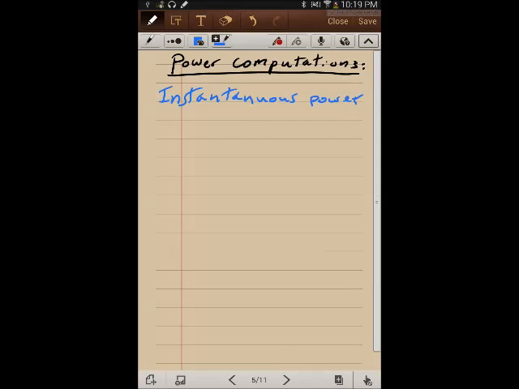Instantaneous power is when we have a load with a voltage across its terminal and a current flowing through it. The instantaneous power is a time varying quantity, so it is the power that changes as a function of time. It will be the voltage as a function of time multiplied by the current as a function of time.